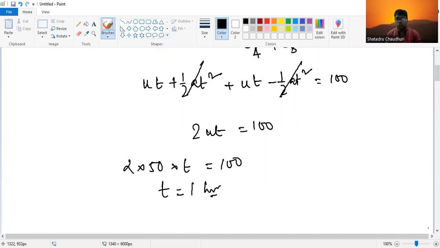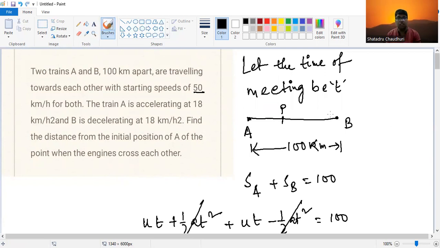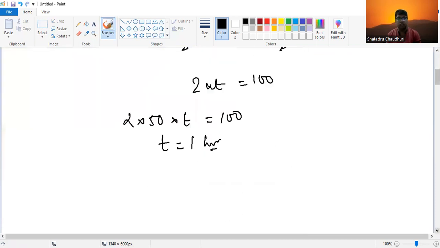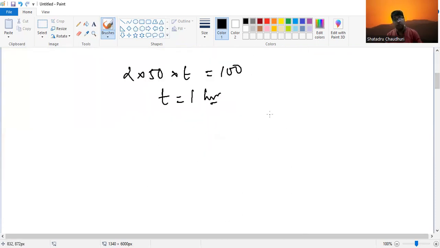Now, they are asked at what distance both the trains met. Find the distance from the initial position of A when the engines met. That means I have to find out this distance, which is X, that is AP. Now I got the time that both the trains met after 1 hour.